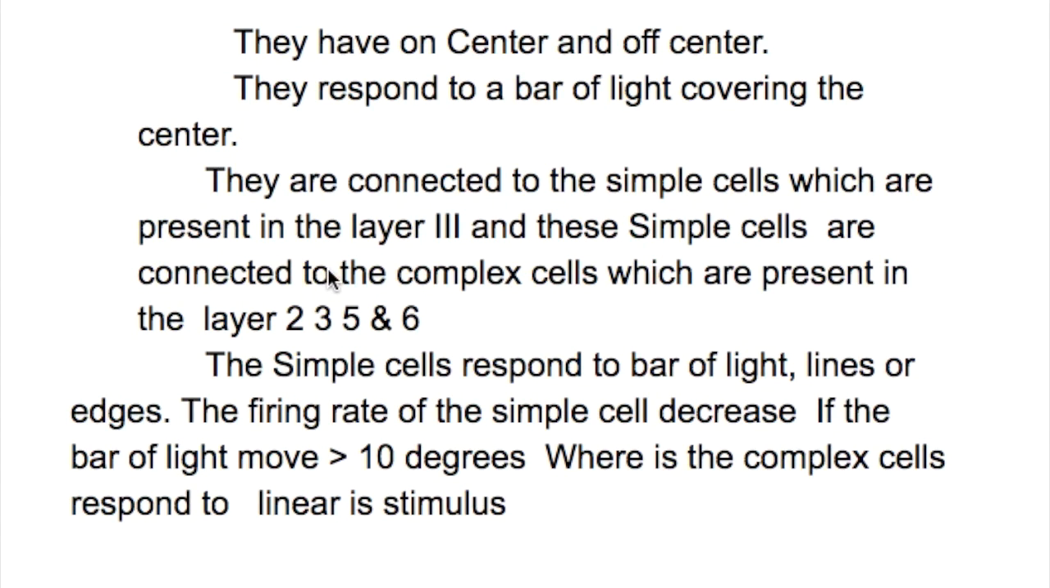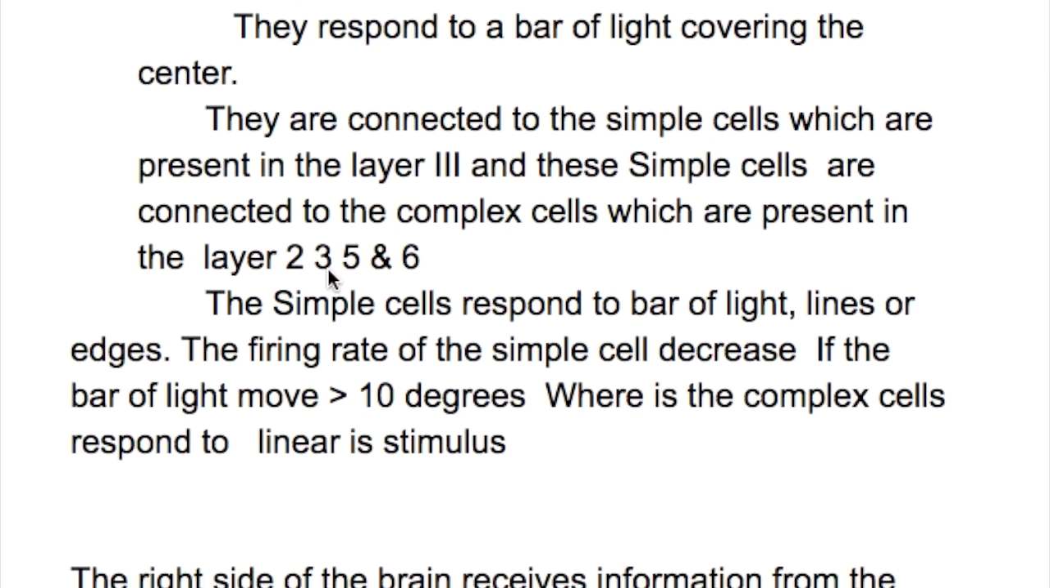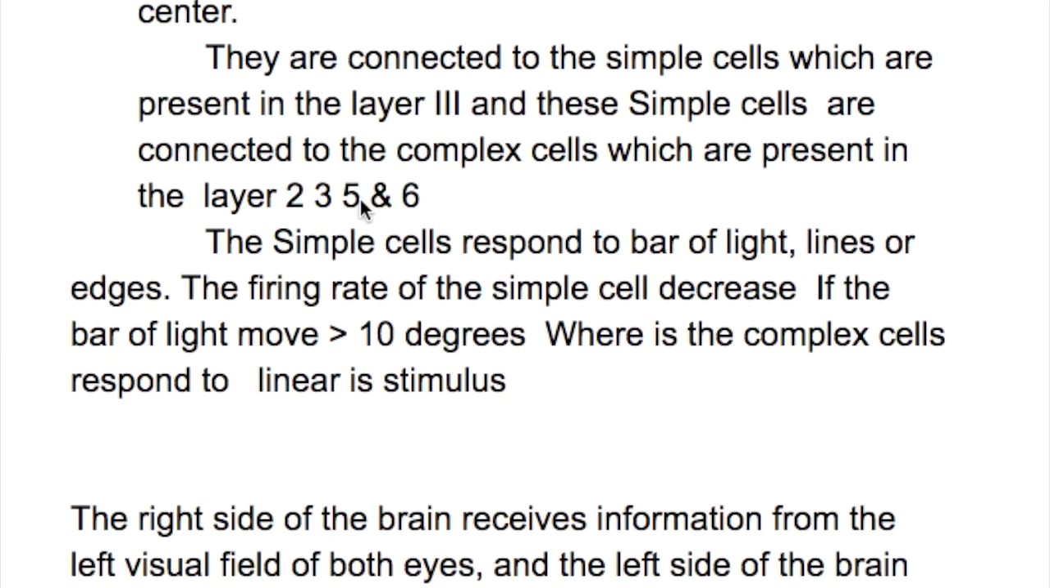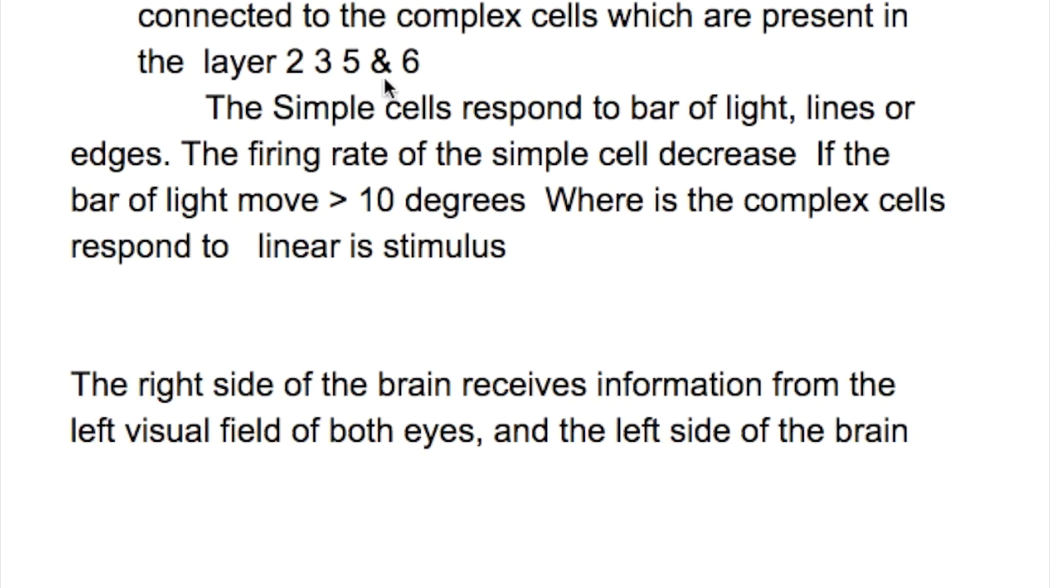Cells in the pyramidal layer 4 of the visual cortex have on-center and off-center cells. They respond to a bar of light covering the center. These cells are connected to the simple cells, which are present in layer 3, and these simple cells are connected to the complex cells, which are present in layers 2, 3, 5 and 6.